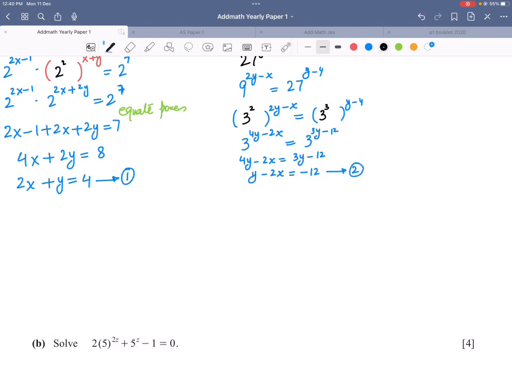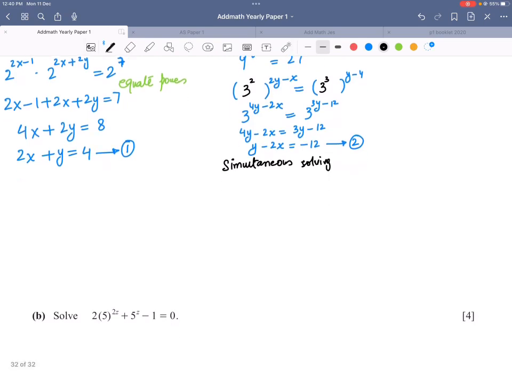Now we got two equations. We need to apply simultaneous equations. So the first equation we have is 2x plus y equals 4, and the next equation we got is minus 2x plus y equals minus 12. We just need to add them. So minus 2x plus 2x cancel. y plus y, 2y, and minus 12 plus 4, it's minus 8. So you got the value for y, it's negative 4.